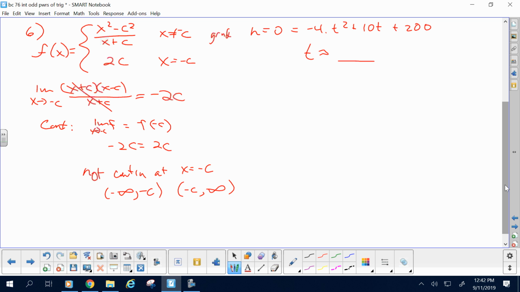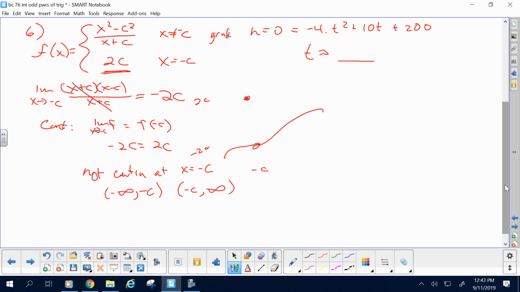Do you agree that the limit is negative 2c? That's a hole. And the point they put on is that when x is negative c, the y is actually 2c. Did they fill the hole? They did not fill the hole. So it's not continuous because the limit is not the same as the point. So it would be logical to conclude it's not continuous at x equal negative c. And so the intervals where it is continuous is basically everything except that.